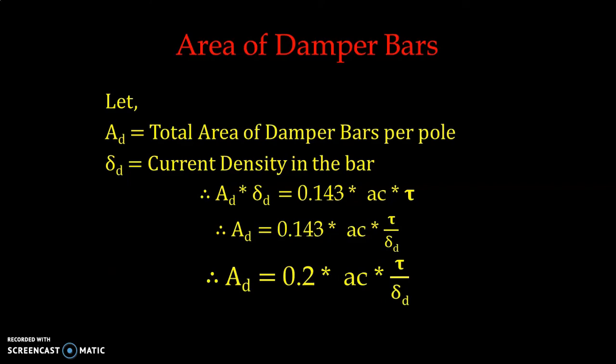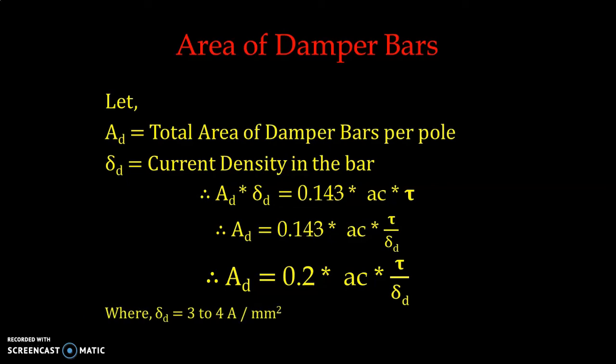In actual practice, we provide slightly greater area of damper bar compared to the calculated one. So 0.143 times AC multiplied by tau divided by delta D is our calculated or rather estimated value. In actual practice we provide slightly greater area, so that is 0.2, which we normally take as a standard. So it is 0.2 multiplied by AC multiplied by tau and divided by delta D.